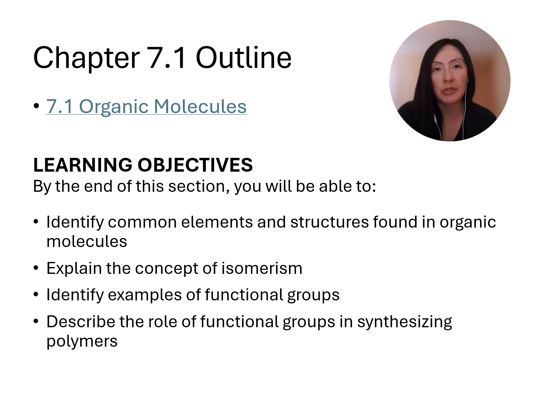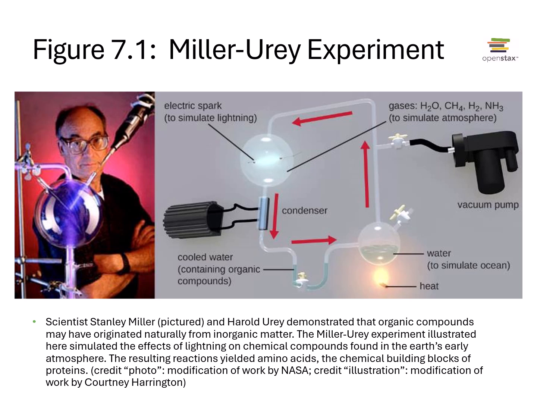Back in the 1950s, Stanley Miller and Harold Urey asked, could organic molecules form from simple chemicals that were present in Earth's early atmosphere? So what they did was simulate lightning on gases like methane, ammonia, and water vapor, and the experiment produced amino acids, which are the building blocks of proteins. This showed that the chemistry of life could arise naturally from simple conditions.